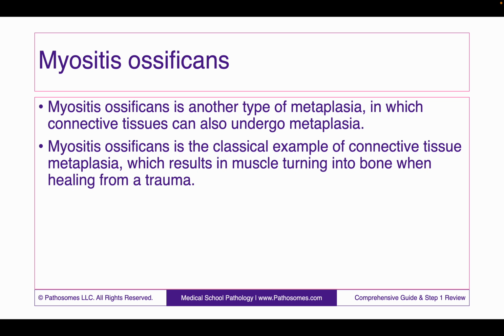Myositis ossificans is another type of metaplasia, which occurs in connective tissue, and it can also undergo metaplasia. Myositis ossificans is the classical example of connective tissue metaplasia, which results in the muscle actually turning into bone. Ooh, how do you move when that happens? Muscle turning into bone. Ouch! Myositis ossificans. Now that's usually when healing from a trauma.